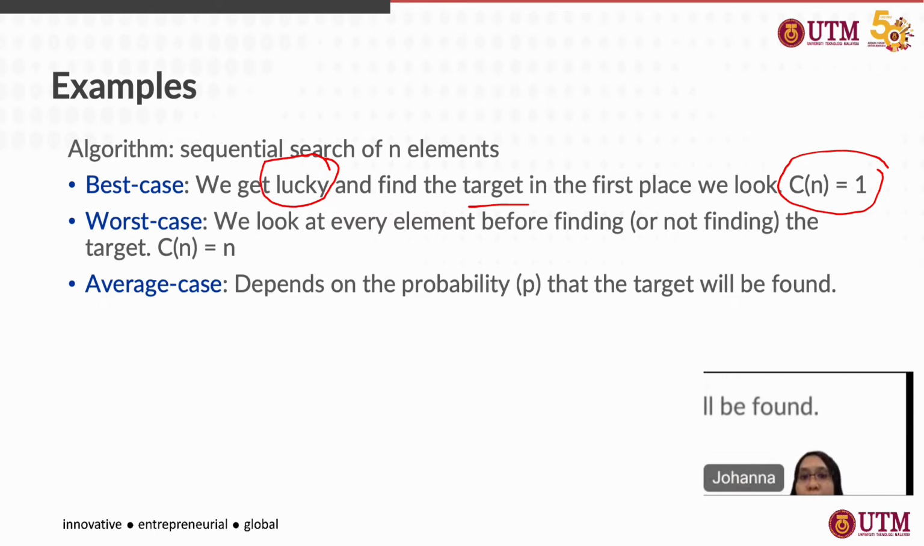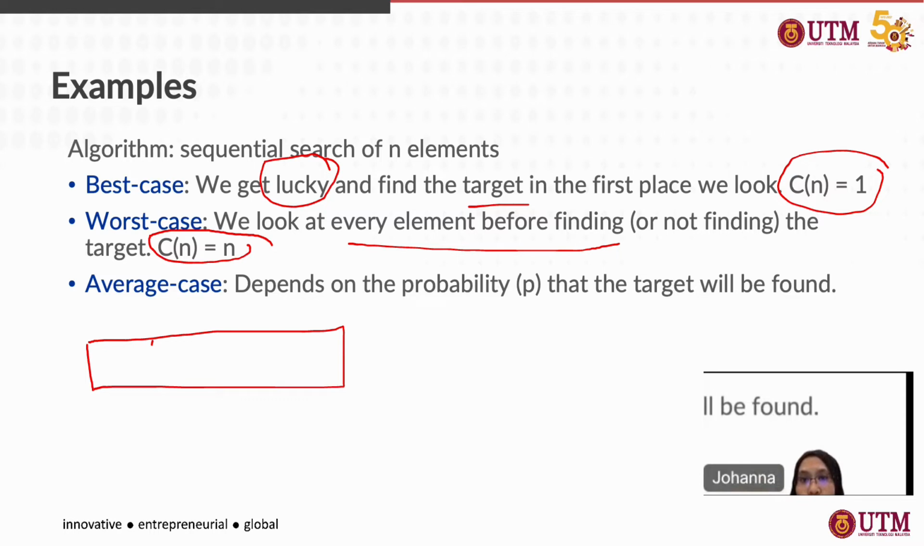For the worst case, we have to look at every element, in other words we have to traverse from one index to another until we find the value that we want to search for. So the complexity would be N, because we have to traverse from one element to another until we find it. How about the average? This one depends on the probability that the target will be found.